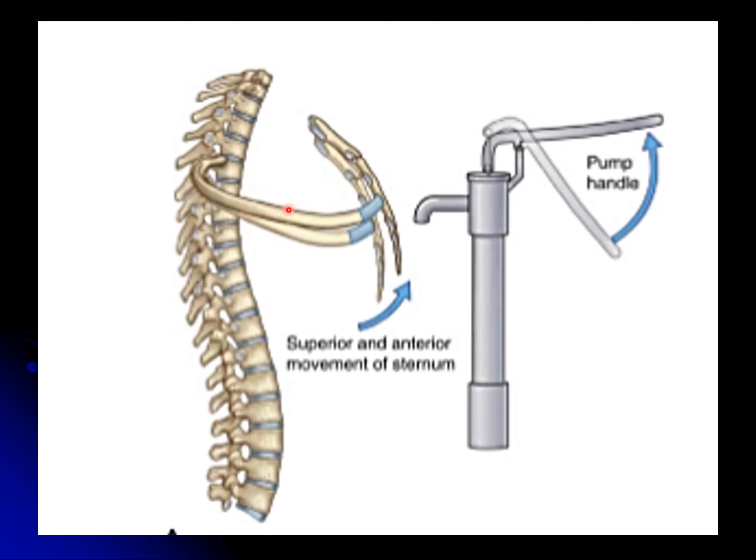This type of movement is known as pump handle movement, and with the help of the anterior end of the ribs, the costal cartilages, the sternum moves superiorly and anteriorly, increasing the anteroposterior diameter.